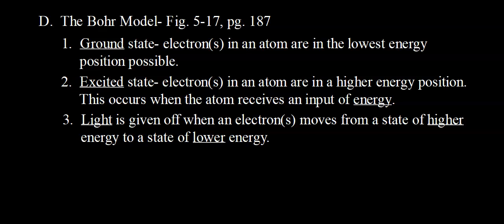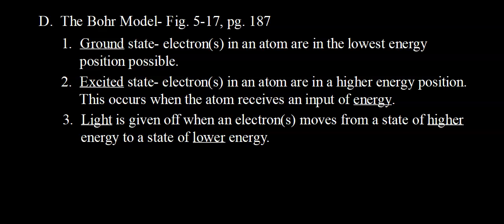Again, going back to our Bohr model, and the model shown on page 187, figure 517 there at the bottom. Again, we can see different energy levels and how the distance between them decreases as the energy level increases. Some vocabulary terms, ground state atoms. This refers to a situation where an atom has its electron, if it's hydrogen, just one electron, or electrons in the lowest energy position possible. All the electrons are in the lowest energy position possible. We call this atom in the ground state.